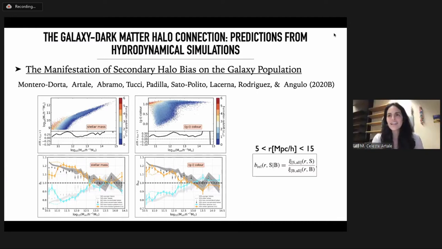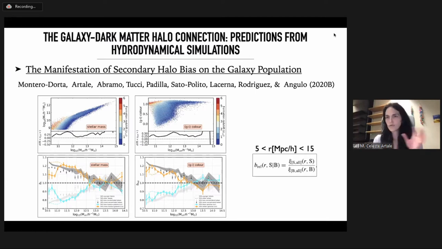So basically, in my talk, I tried to give you some ideas about three papers in which I was involved recently. First, I'm Celeste Artale, I'm a postdoctoral fellow from the University of Innsbruck in Austria. And basically the idea was that using hydrodynamical cosmological simulations, we can study the connection between the dark matter halos and the galaxies, and in particular, the impact of the secondary halo bias on the galaxy population.